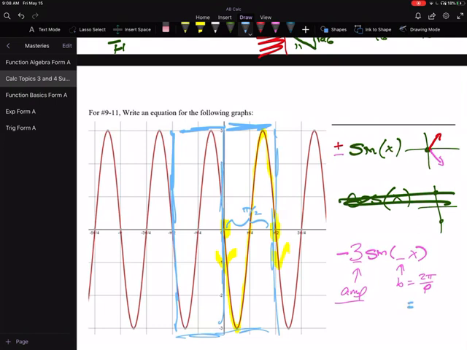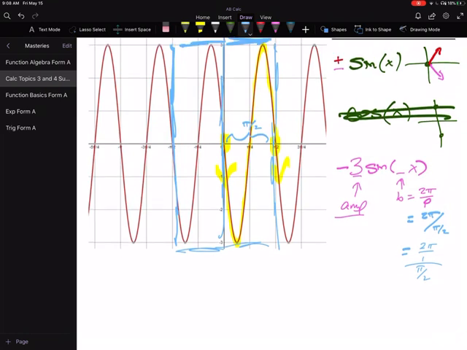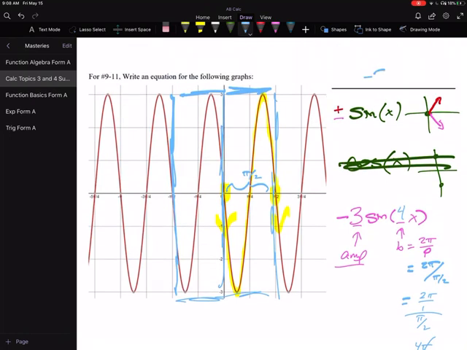In order to find my b value, I'm going to have to do 2 pi divided by pi over 2. To simplify that fraction, 2 pi over 1 divided by pi over 2, I'm going to multiply top and bottom by 2, which gives me 4 pi over pi. Cancel the pi's, you have 4. So the coefficient in front of the x is a 4. Right now I have negative 3 sine of 4x.